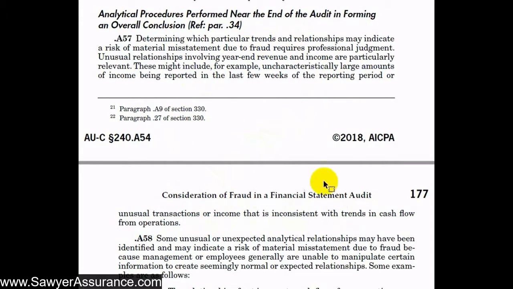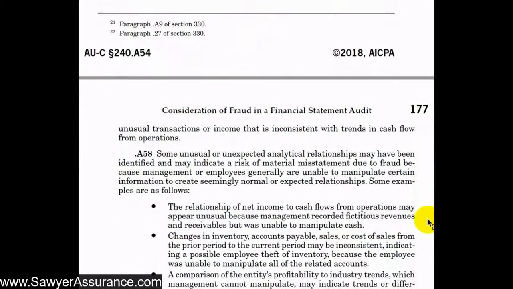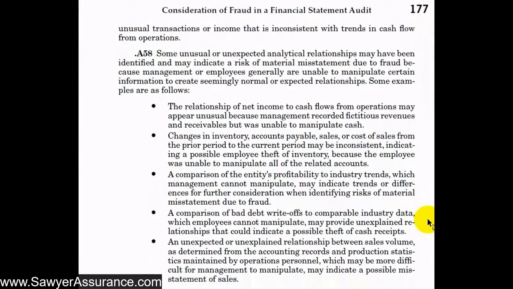So in our revenue analytics and also maybe gross profit analytics, if we have it disaggregated by month, we would be able to see if the entity is maybe pulling revenue from next year into the current year when they shouldn't be. So some examples of unexpected analytical relationships that we might identify could indicate a risk of material misstatement due to fraud are listed here.